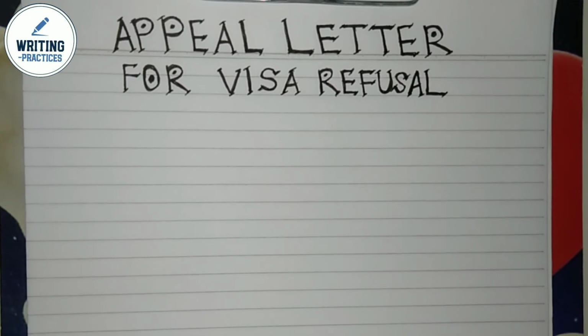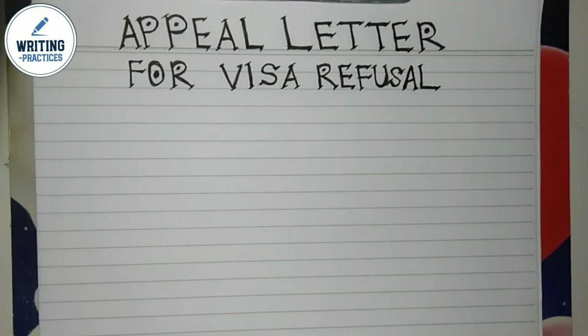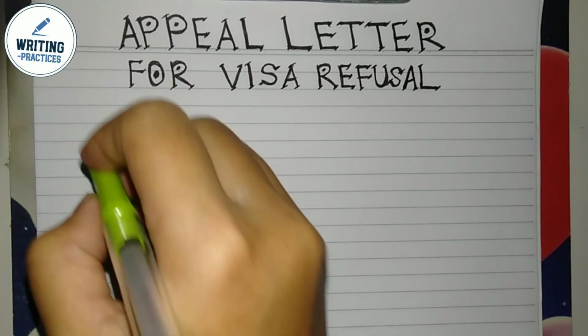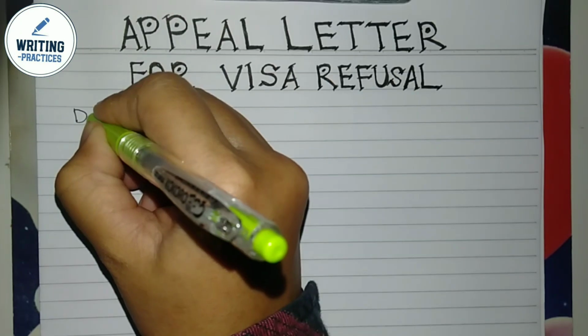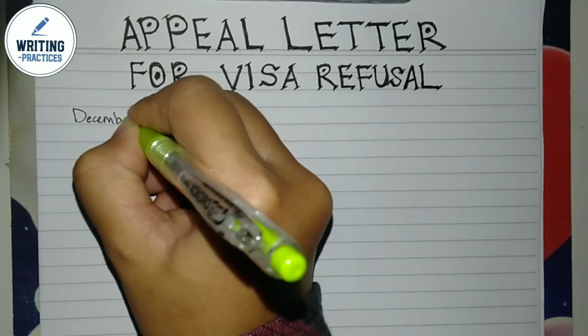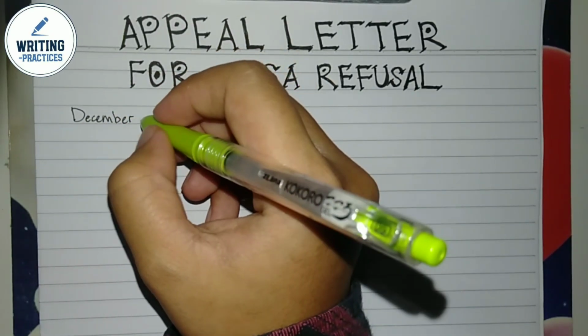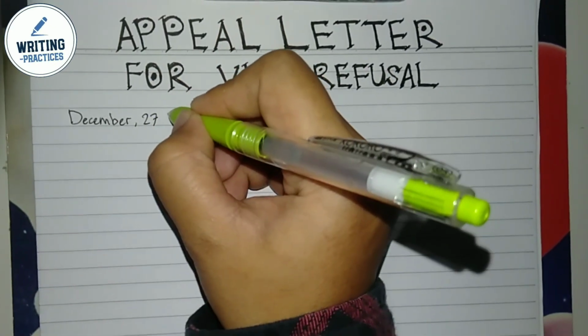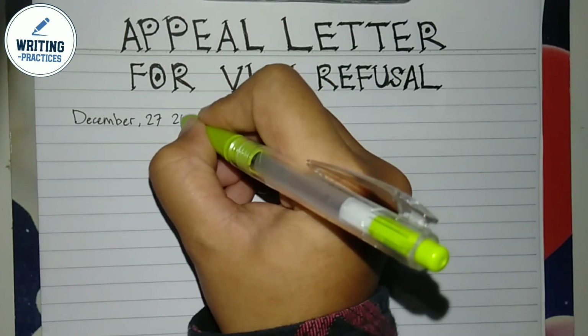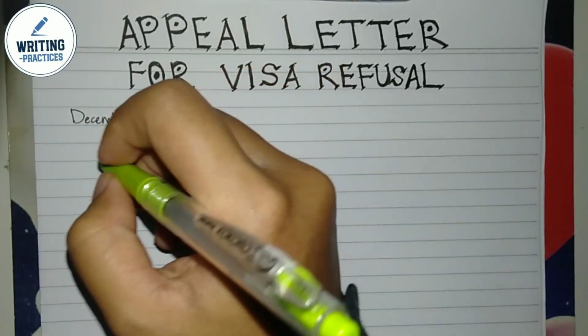An appeal letter for visa refusal is a written response to a decision that expresses your desire for a different outcome about your visa being denied. In addition to stating why you're questioning the decision, an appeal letter is an opportunity to share why you believe it was incorrect and suggest a remedy you feel would be fairer. Here, writing practices will show you how to write an appeal letter for visa refusal.